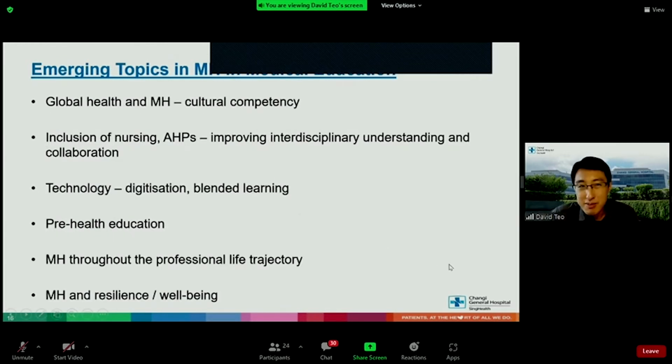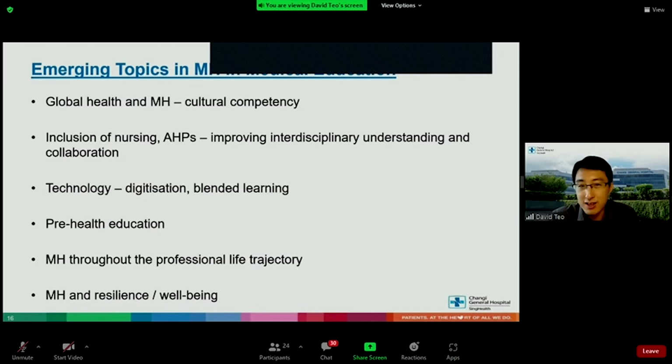Right, so here are some emerging topics in medical humanities in medical education from the literature. Global health and medical humanities has been used to foster greater cultural competency in an increasingly globalized world. We've also been moving away from just focusing on doctors, but also nurses and allied health professionals, to improve interdisciplinary understanding and collaboration. Technology has been used, so digitization, blended learning approaches, even in delivering patient interventions, as Natalie presented earlier on.